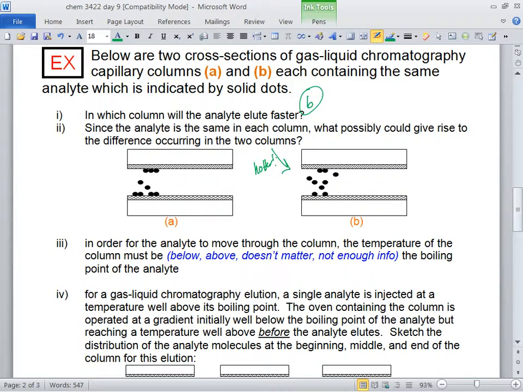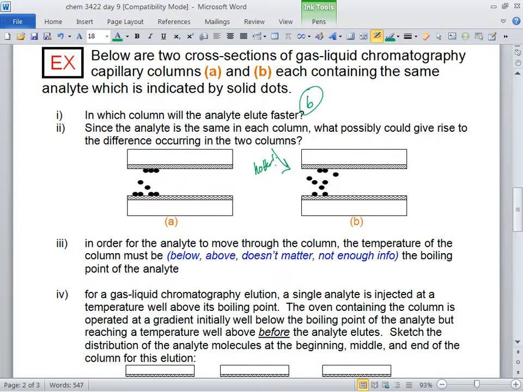Alyssa, in order for the analyte to move through the column, the temperature of the column must be above the boiling point of the analyte. Oh yeah, didn't we say that it has to be hotter? Like in B, the temperature is higher than it is in A. No, we said it needed to be really hot. What part of the GC needs to be really hot? Only the inlet. You want to vaporize everything. Okay, so that's really hot, above the boiling point, everything vaporizes.